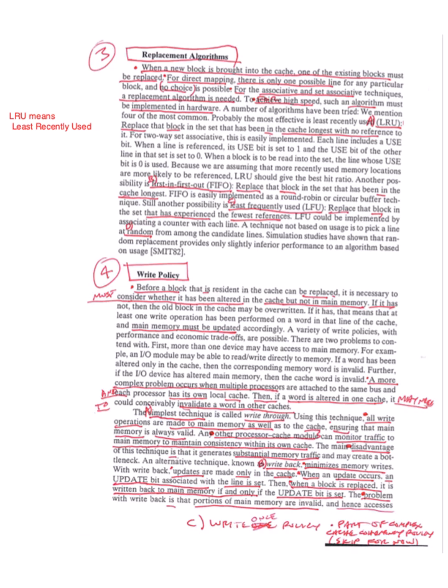Updates are made only in the cache, and when an update occurs, an update bit associated with that line is set. Then when a block is replaced, it is written back to main memory if and only if the update bit is set. The problem with write back is that portions of main memory are invalid, and hence accesses by I/O modules can be allowed only through the cache. That's a whole other thing. This makes for complex circuitry and bottlenecks and very complex analysis and design.